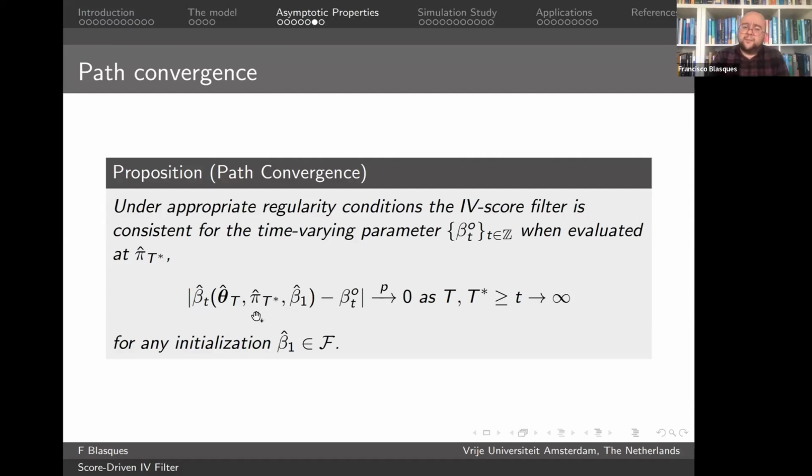Handling terms like pi hat t is definitely specific here to the IVKs, and we don't find it in other score filters, in other score models. But after handling the two-step regression and the specifics of IV, the theory is just a standard one: invertibility, moments, and consistency of MLE and consistency of the filter, or convergence of the filter to this correct limit sequence of beta 0 t's, essentially.